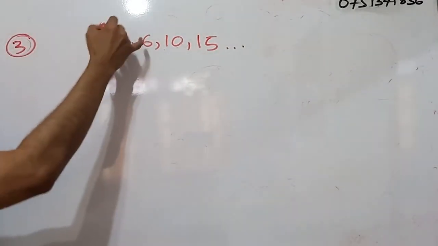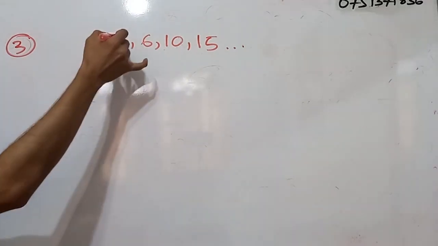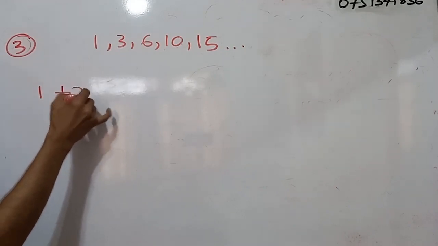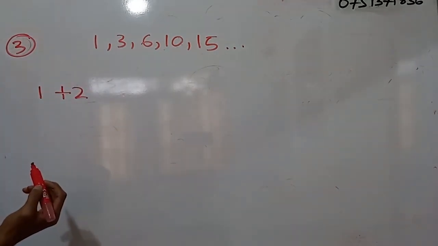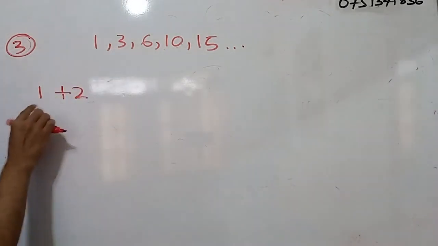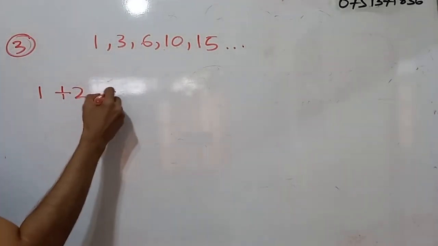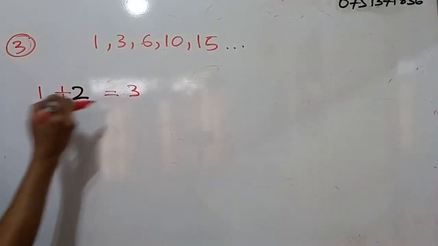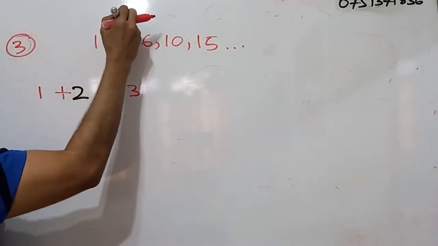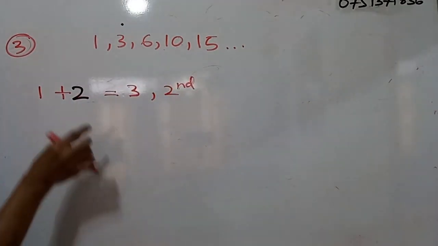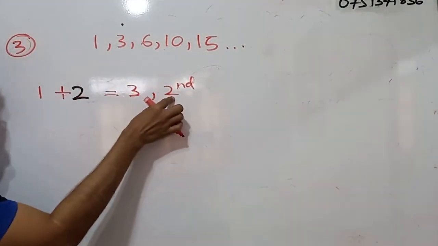Now I'm going to take the second triangular number. We know we can write 3 as 1 plus 2. When we talk about consecutive whole numbers, we learned that 3 can be written like this. So 1 plus 2 is 3. Right? So this is the second triangular number.